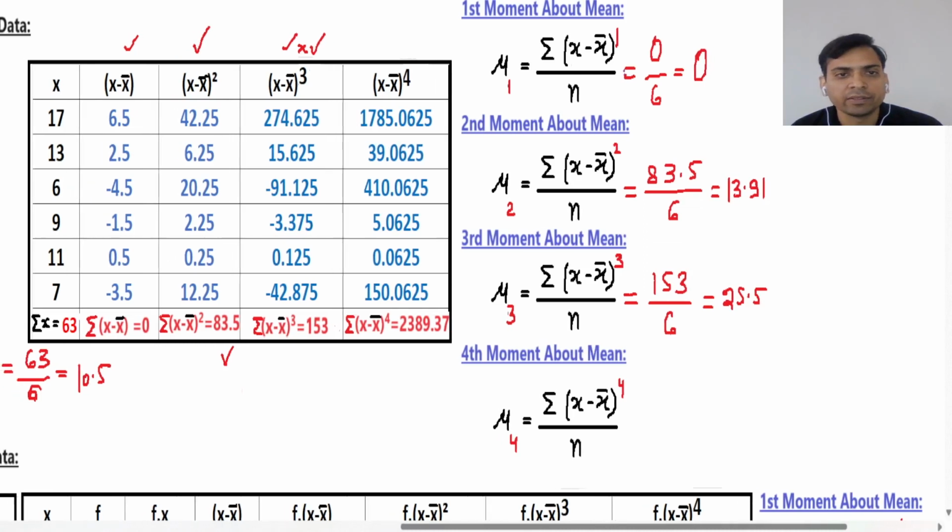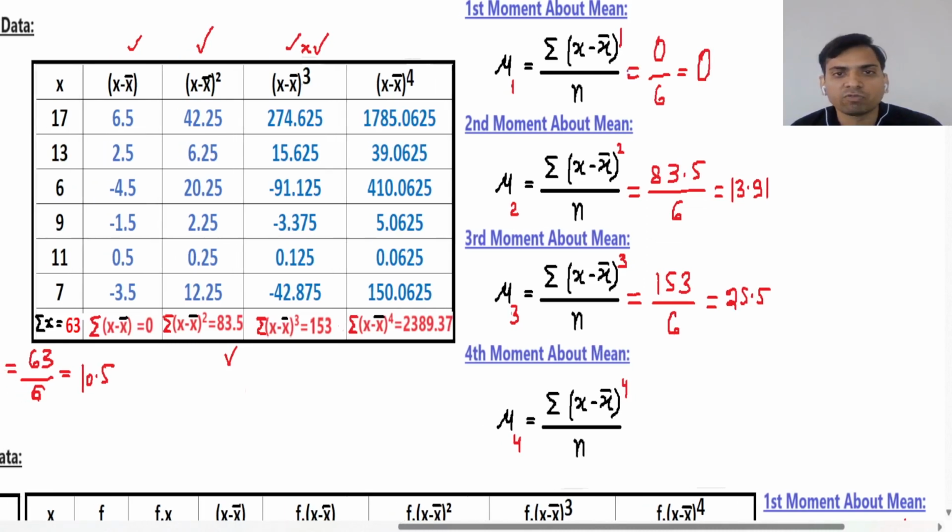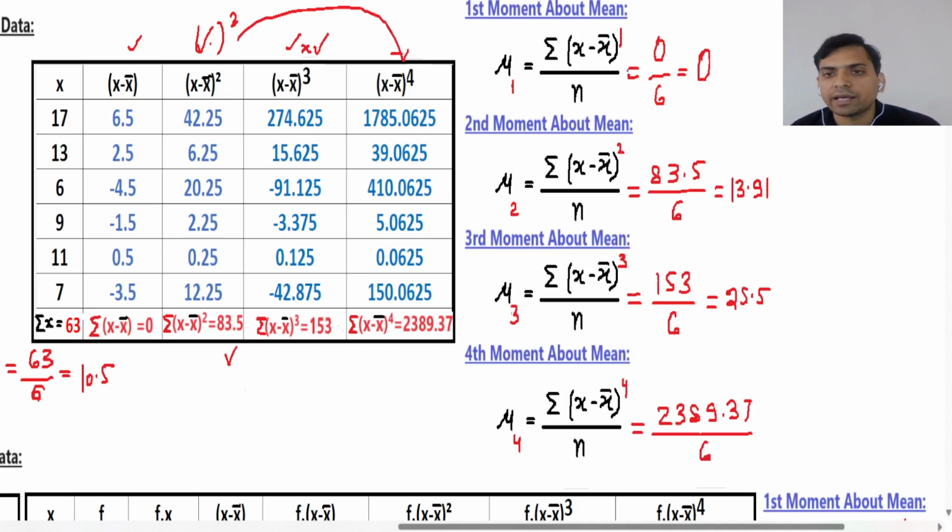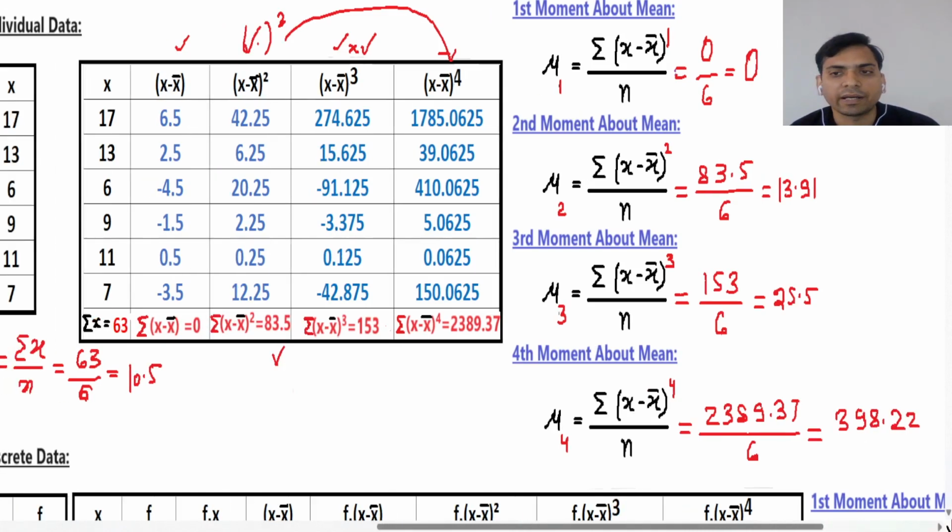Now for fourth moment, your fourth moment is this. For this fourth moment, you need power 4, this column. This means square of this column. Simply square of this column, then you will get this one. So summation of this is 2389.37, and this quantity divided by number of observation. This is 6. Then you will see this moment, and this moment is 398.22. And this is fourth moment for individual data.